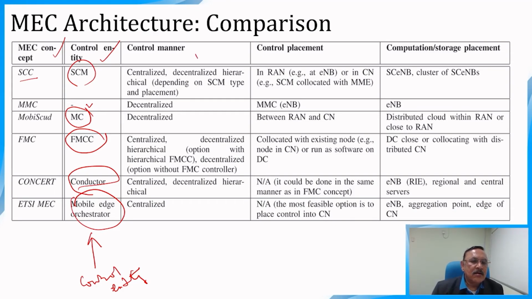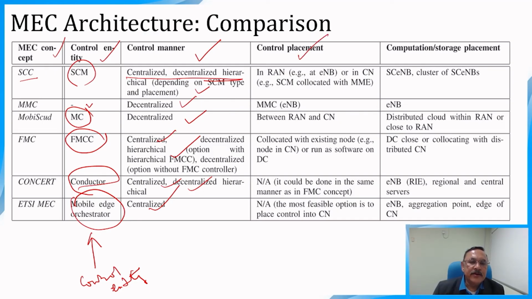Then there is the concept of a control manager in all the MEC architectures. For SCC this control manager can be centralized, decentralized or hierarchical, depending on the case, whereas in MMC it is decentralized. In MobiSCAT it is decentralized, in FMC it is centralized, with a hierarchical option with the FMC controller and a decentralized option without the FMC controller. In CONSORT it is centralized, decentralized and hierarchical. In CMEC it is centralized.